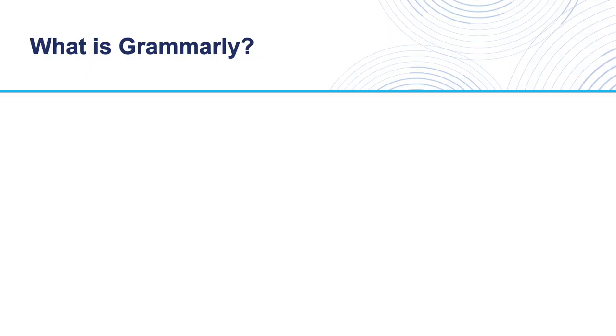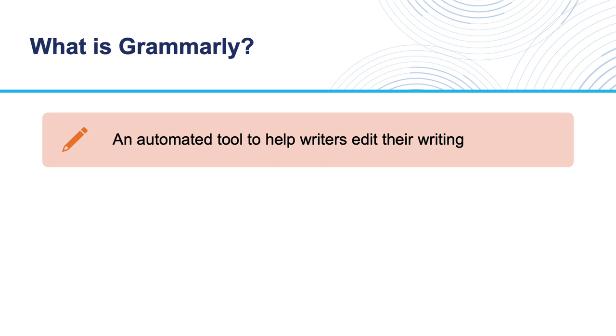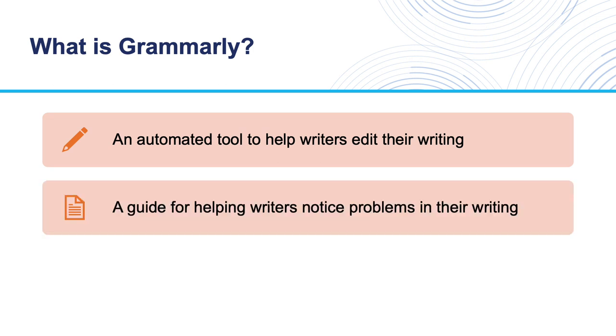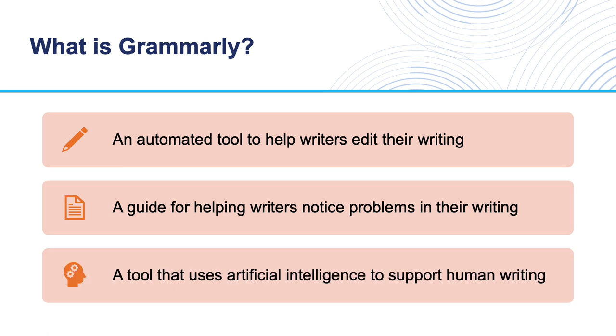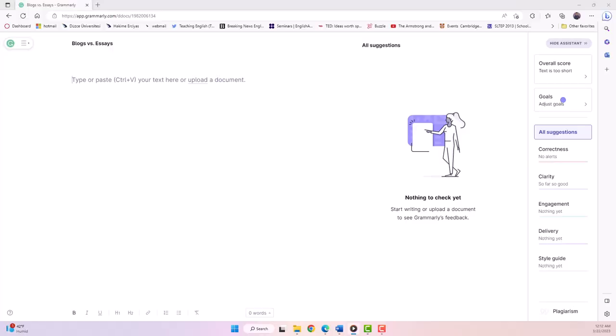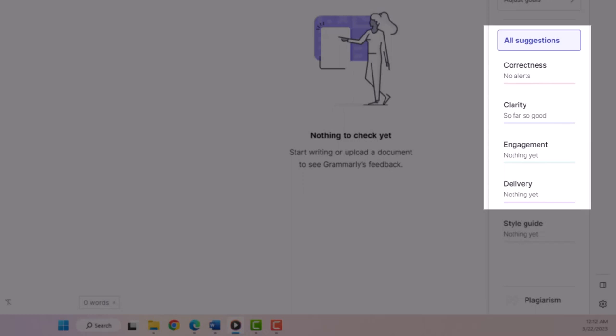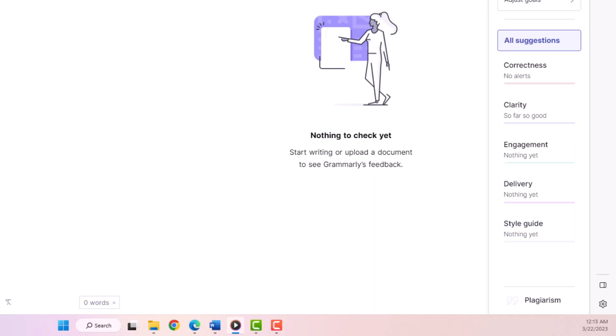What is Grammarly? It's an automated tool to help writers edit their writing, a guide for helping writers notice problems in their writing, and a tool that uses artificial intelligence to support human writing. Now that we have a basic understanding of the program, let's examine how it works. Grammarly identifies language and makes suggestions in four categories: correctness, clarity, engagement, and delivery. You might notice that Grammarly's correctness suggestions tend to be related to prescriptive grammar and mechanics rules, such as using punctuation marks or subject-verb agreement.